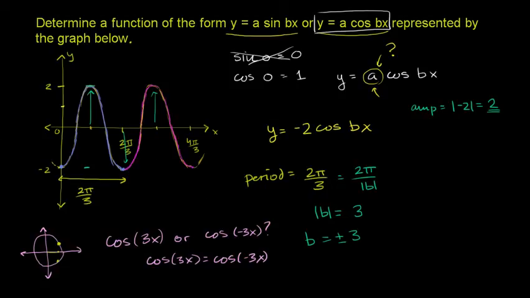So this could be the graph of, and now we get our drum roll, y is equal to negative 2 times the cosine of, no, I said I wouldn't do the negative, the cosine of positive 3x. And we are done.